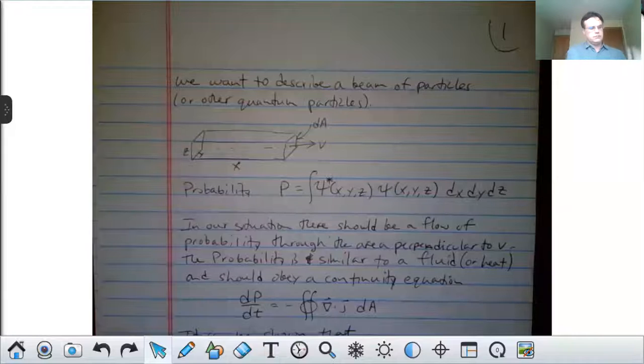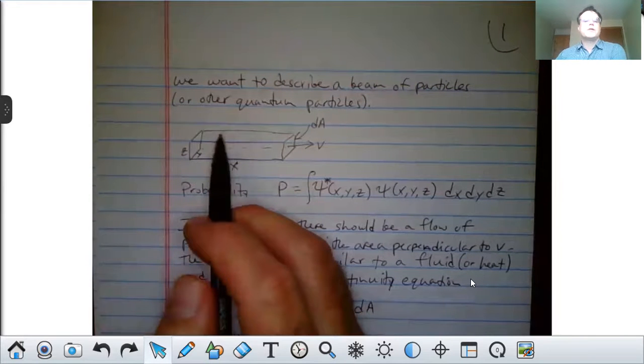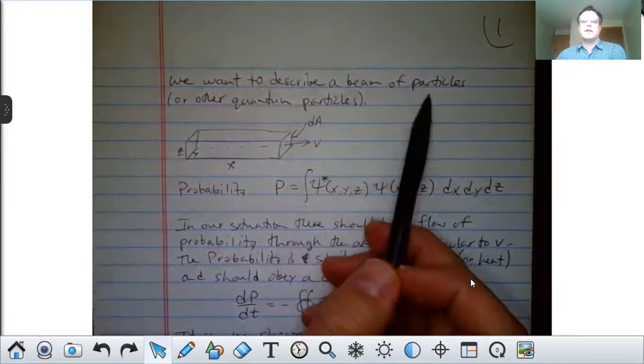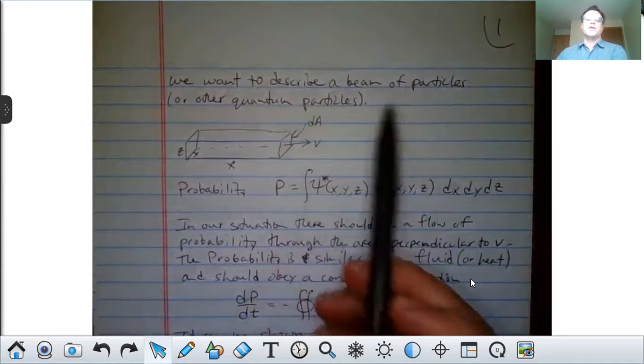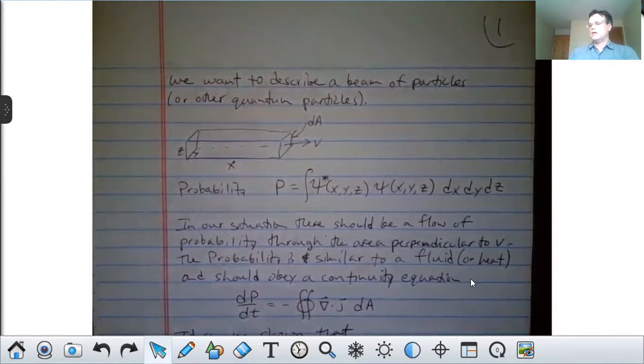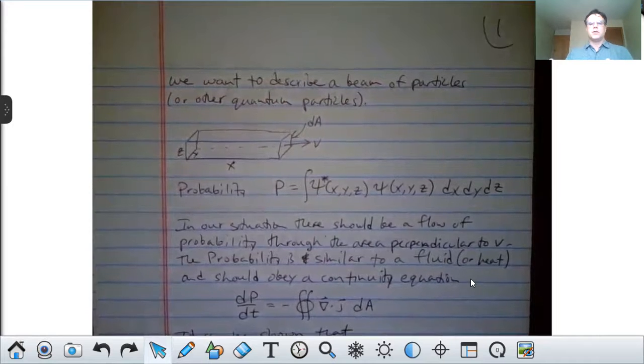But let me show, again, most of this video will be on my notepad. So we will start going through the math here. What we want to describe is a beam of particles, right? Well, I should say electrons or other quantum particles. And to do this, we can do this in three dimensions pretty easily.